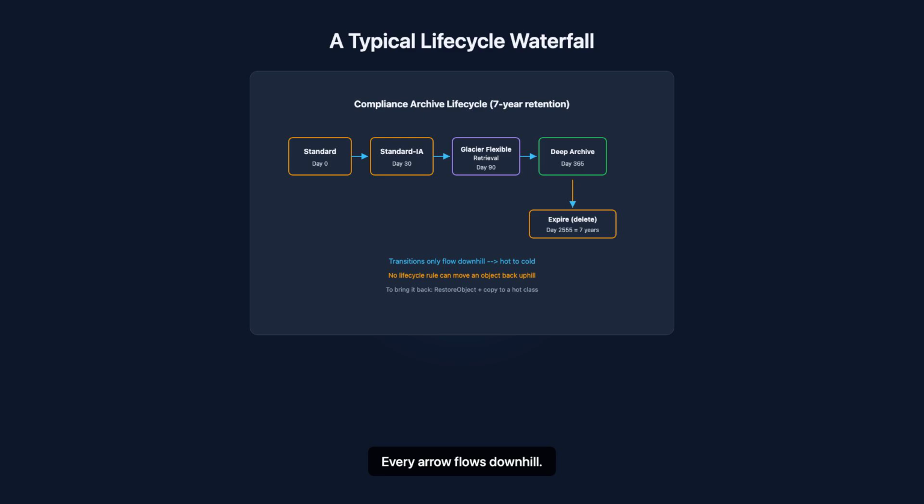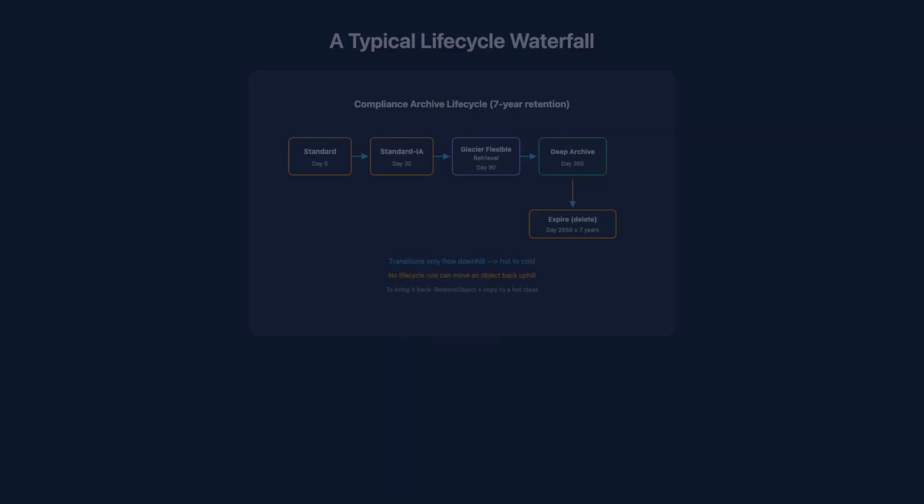Every arrow flows downhill. There is no lifecycle arrow that moves anything back uphill. To bring an object back to standard, your application has to call restore object and then copy it.